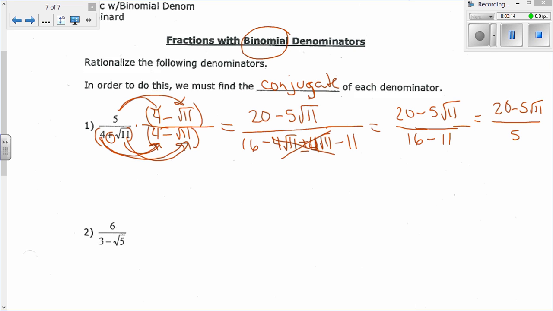And then I need to look and see, does 20, 5, and 5 have anything in common? And the answer is yes, they do. They all have a 5 in common. So we can reduce them all by 5. So I end up with 4 minus the square root of 11 over 1. So my final answer is 4 minus the square root of 11. It is just coincidence that my answer is the same thing that I multiplied by. That will not happen again that I know of.